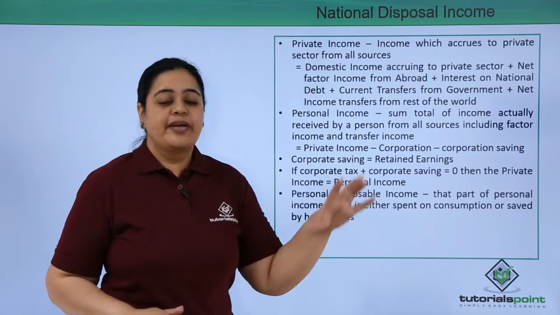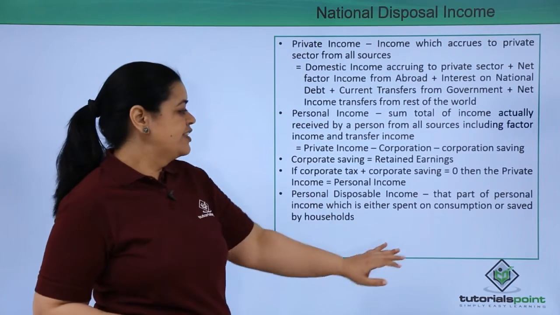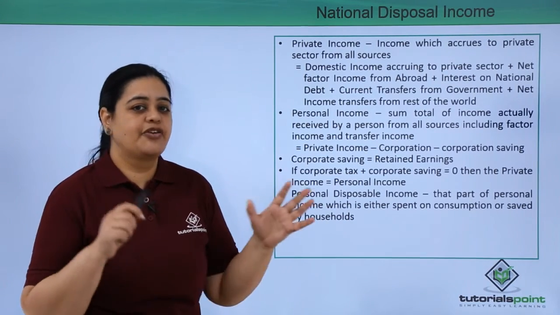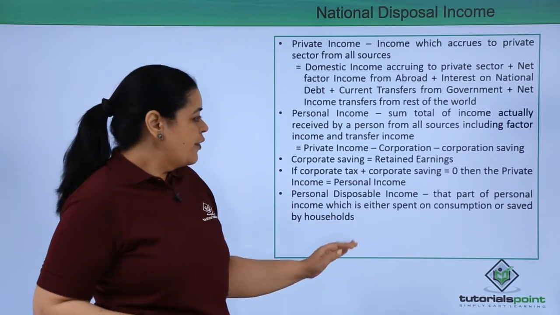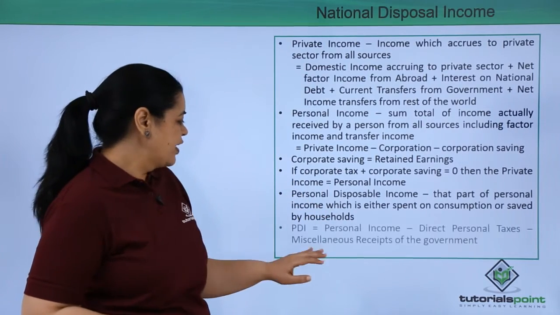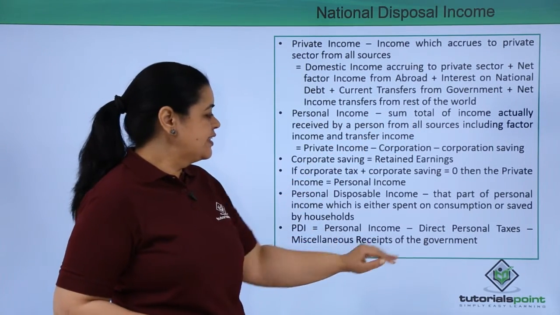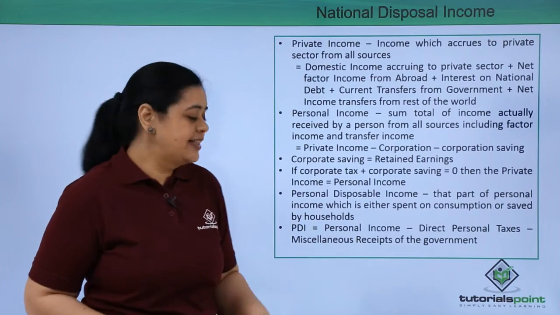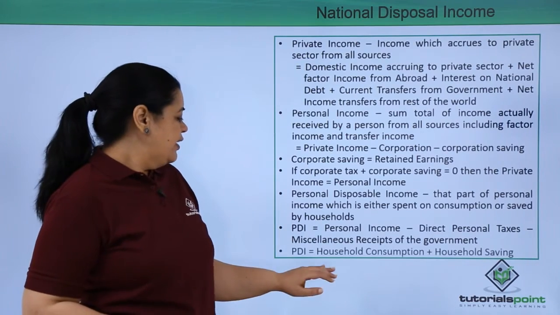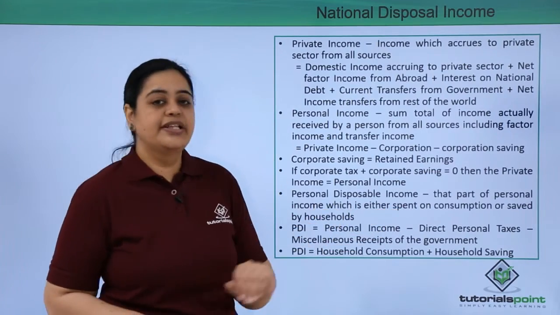Now remember, when I'm talking about PDI, that is personal disposable income, it is that part of personal income which is either spent or consumed or saved by households. So we are talking about the savings, or any kind of personal income which is spent for consumption by the households. If I am talking about personal disposable income, from whatever personal income we calculated, we will subtract the direct personal taxes and any kind of miscellaneous receipts of the government. Remember, PDI is nothing but household consumption plus household savings, which I already told you.